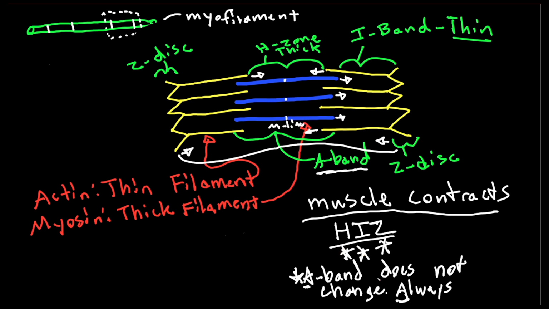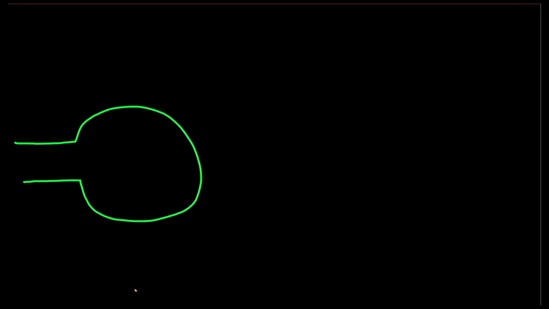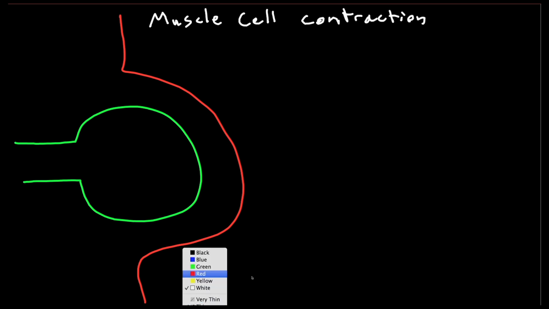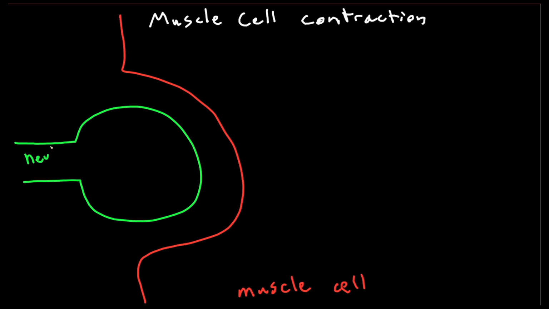Okay, so let's now move into the process of how the muscle contracts. So now let's talk about how a muscle cell is told to contract. So let's title this muscle cell contraction. And I drew a stereotypical neuron axon right here. And then this is what would be our muscle cell. So let me just label this muscle cell. And this will be our neuron right here.